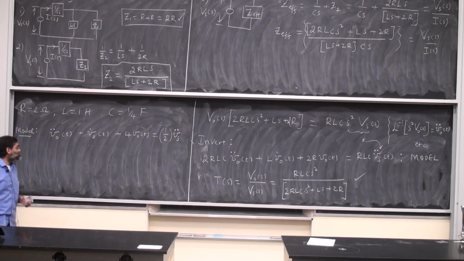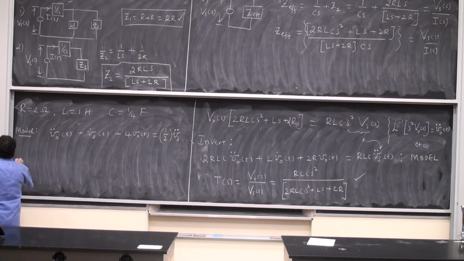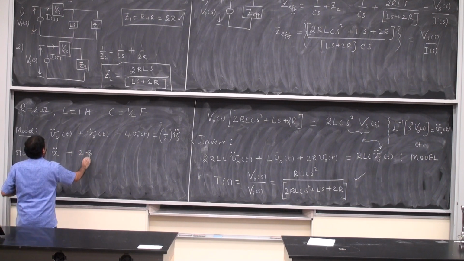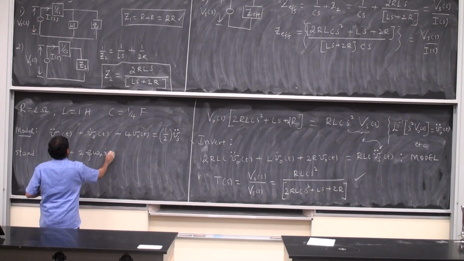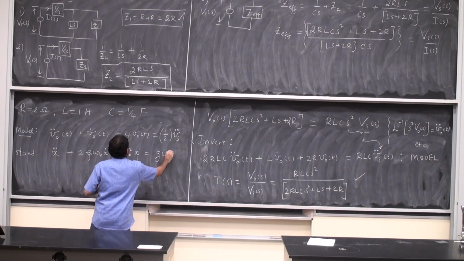Okay, that was pretty bad. All right. So I go back to my problem. I look at the standard form of the system. What's the standard form of the system? It is x double dot plus 2 zeta omega n x dot plus omega n squared x equals some g of t.